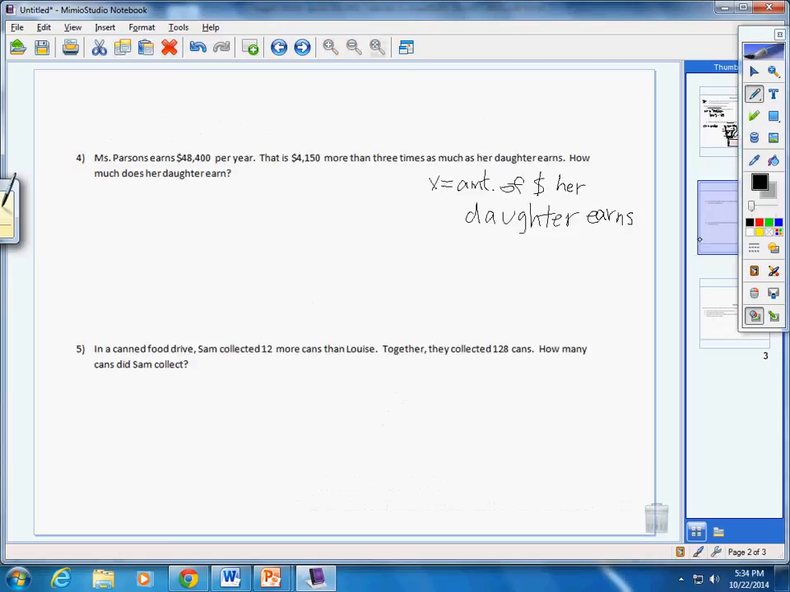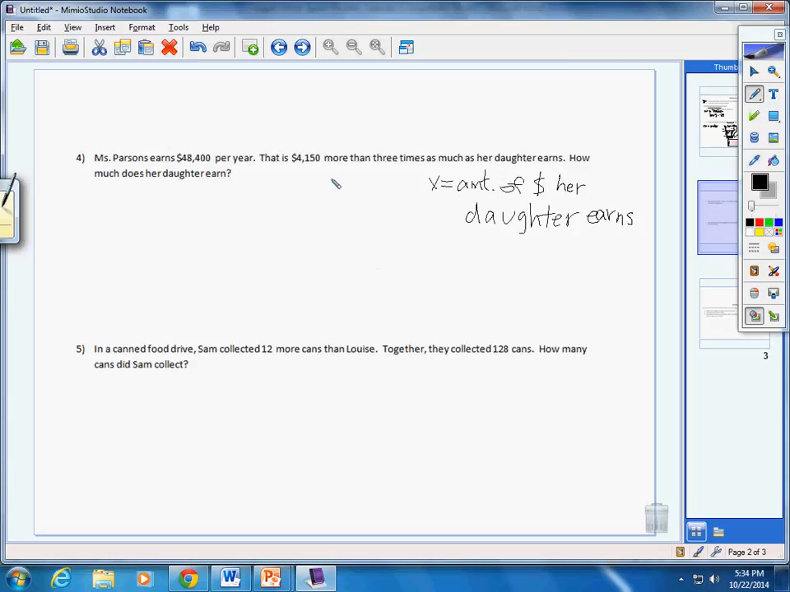So let's move on here. Let's try and do one more of these together. Miss Parsons earns $48,400 per year. That is $4,150 more than 3 times as much as her daughter earns. How much does her daughter earn?